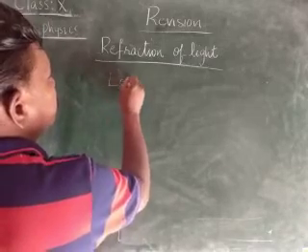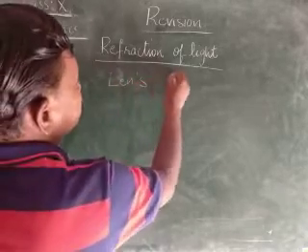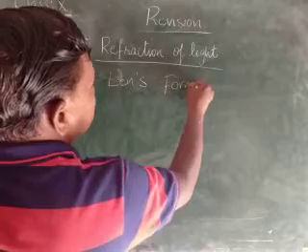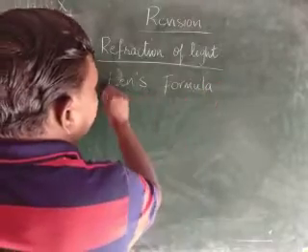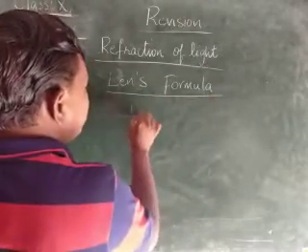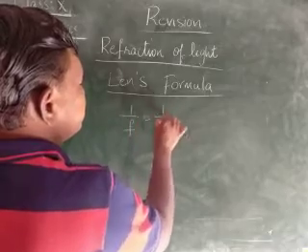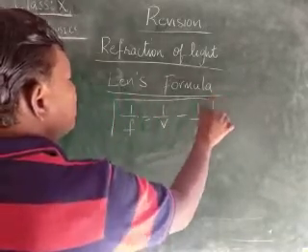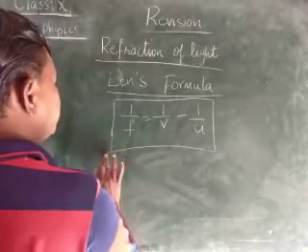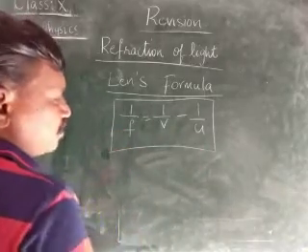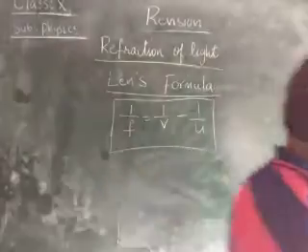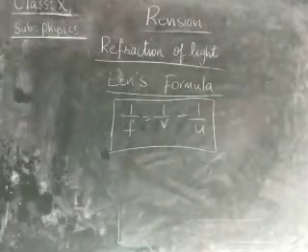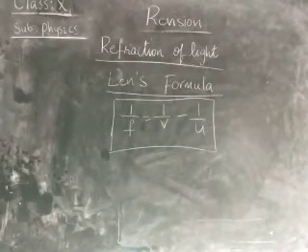Lens formula. What is the lens formula? 1 by f is equals to 1 by v minus 1 by u is the lens formula. Okay, children.